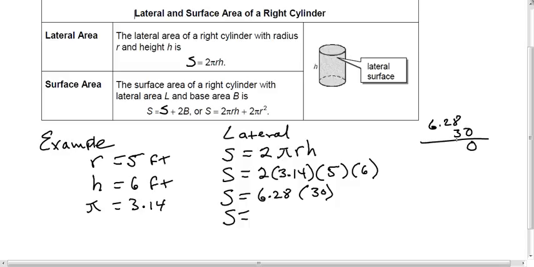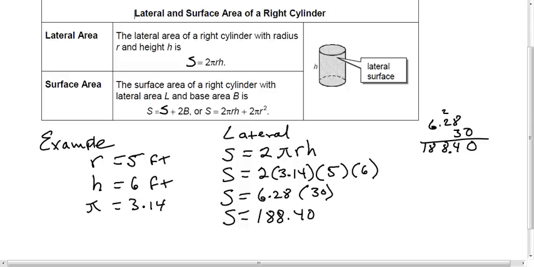0, 3 times 8 is 24, and 3 times 2 is 6, plus 2 is 8. 3 times 6 is 18. I have 2 places that I'm going to point out. So that gives me 188.40. Now you might want to check my math. Please always do that, because I'm a calculator person. I'm an Inspire CAS individual.